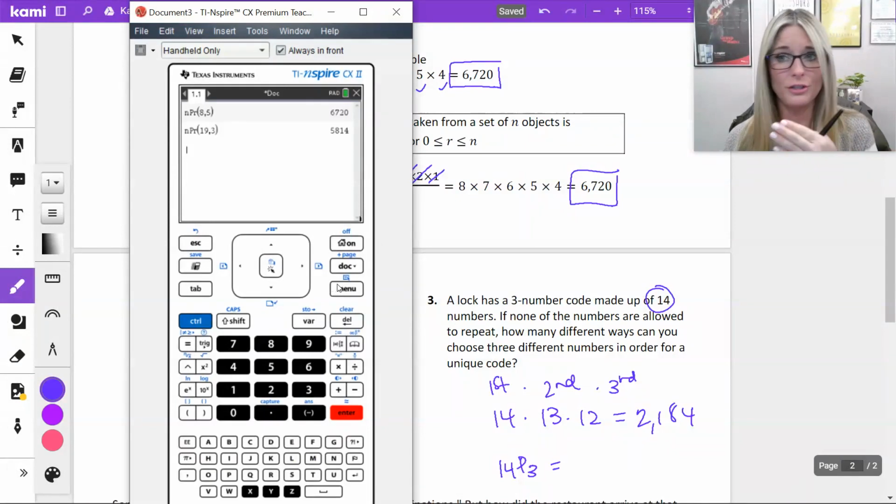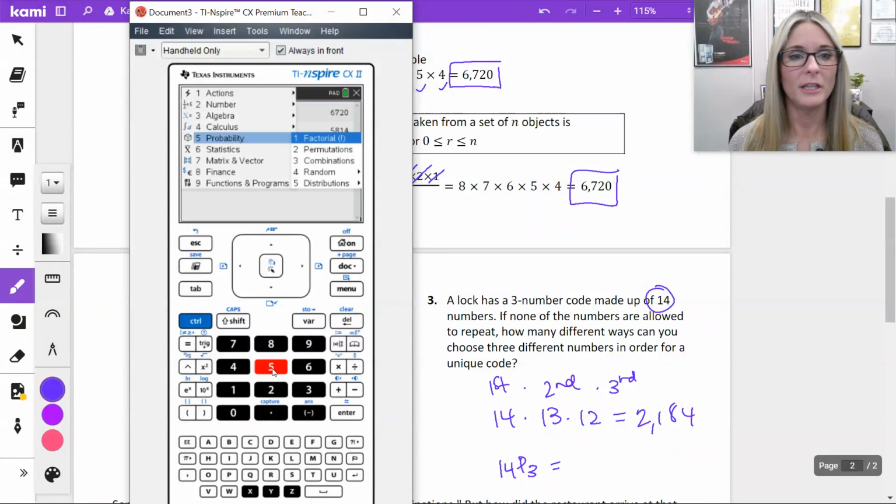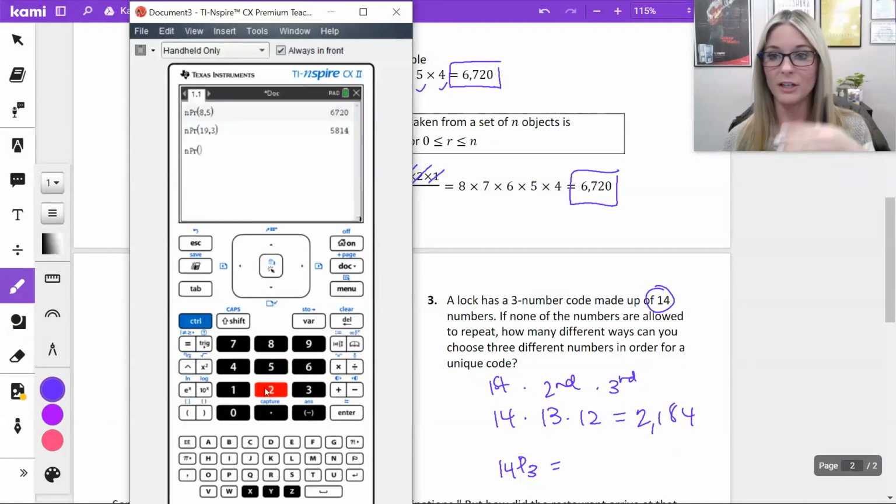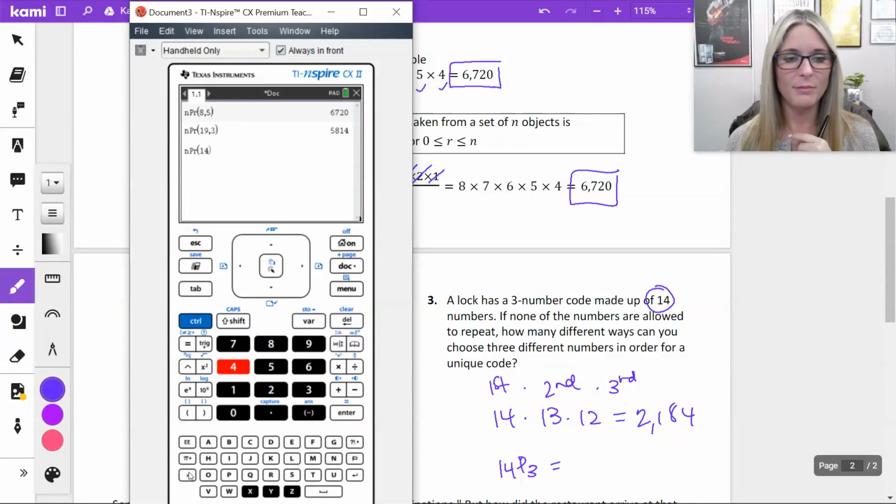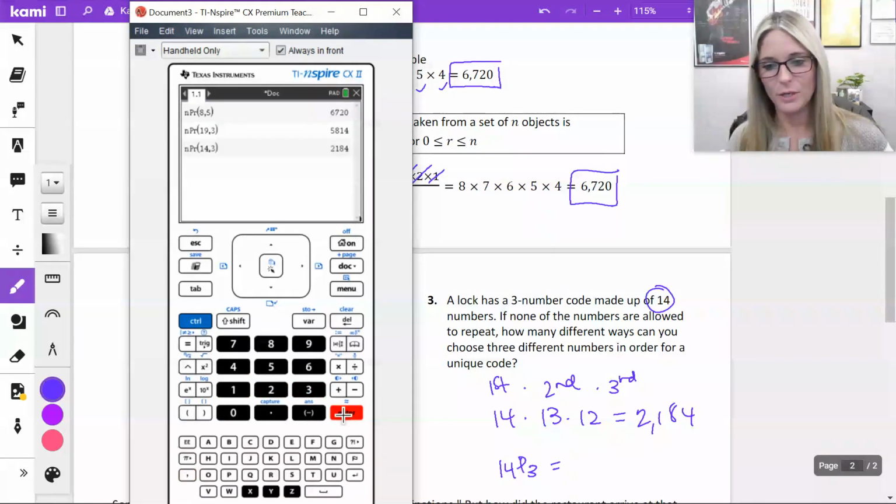So you can just straight up multiply 14, 13, and 12 together, or menu, probability, permutation, because the order matters. It's a code of the 14 different numbers. We're choosing 3, 2,184.